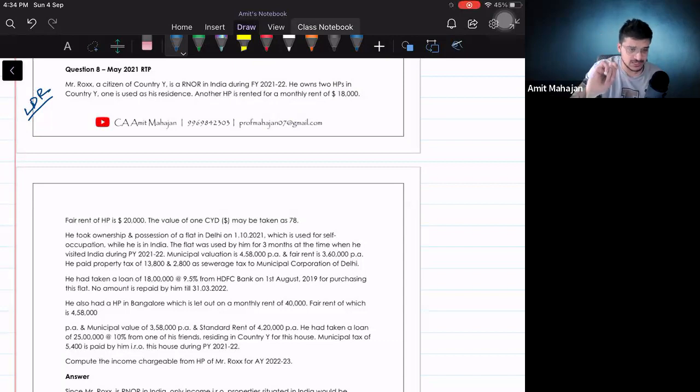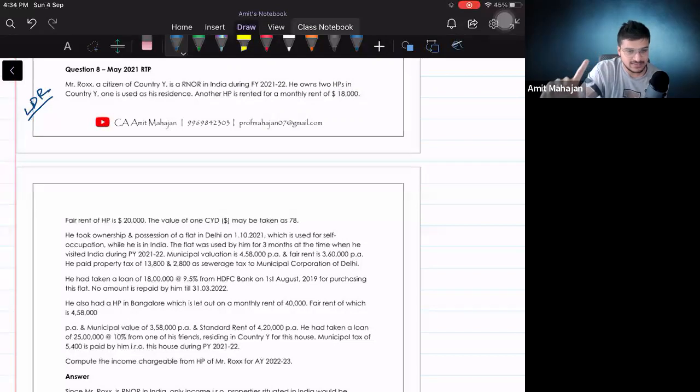He took ownership and possession of a flat in Delhi. ये ऊपर के क्या थे? ये अलग country Y के property से दो उसके पास. नीचे, he took ownership and possession of a flat in Delhi on 1/10/2021, which is used for self-occupation while he is in India. The flat was used by him for 3 months when he visited India during previous year 21-22. Municipal valuation is 4,58,000 per annum. Fair rent is this. He paid property tax of 13,800 and 2,800 as sewerage tax to Municipal Corporation of Delhi.